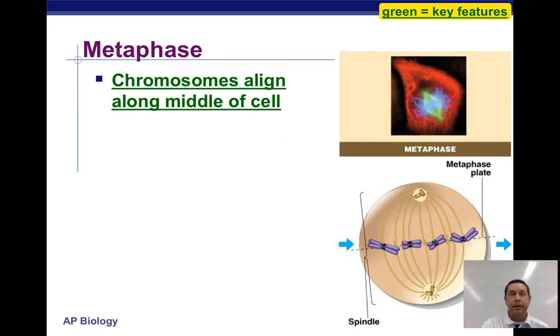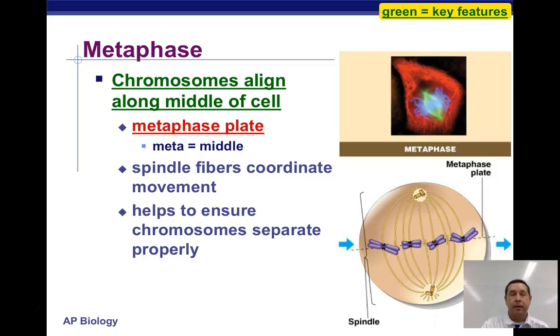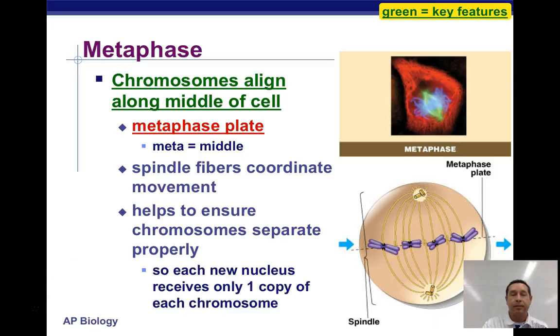In metaphase, chromosomes are going to line up along the midline or the center line of the cell. It's called the metaphase plate. Again, the spindle fibers are going to be what controls this movement and lines them up. By lining them up, it makes it easier and more likely that each of the daughter cells will have 1 copy of each chromosome.